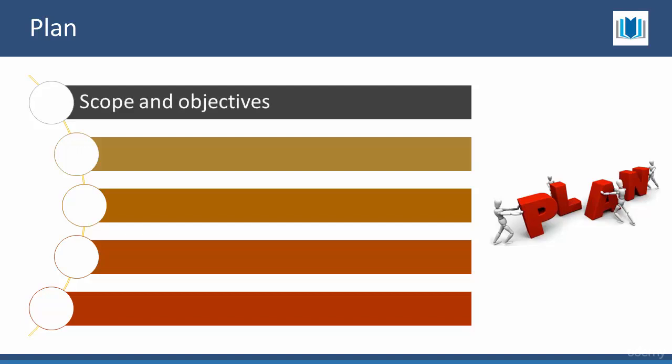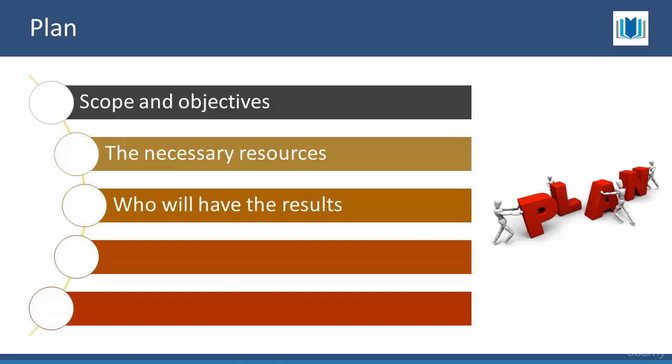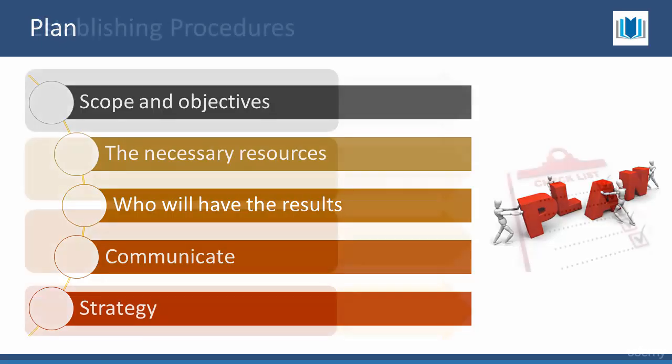Determine the scope and objectives of the audit. Make sure that the necessary resources are available. List who will have the results of the audit. Speak with anyone who will need to be aware of the audit. Make sure that the strategy for the audit is approved by the necessary parties.